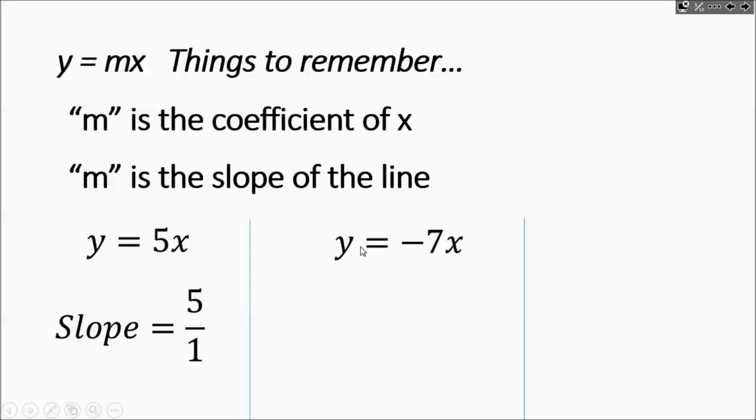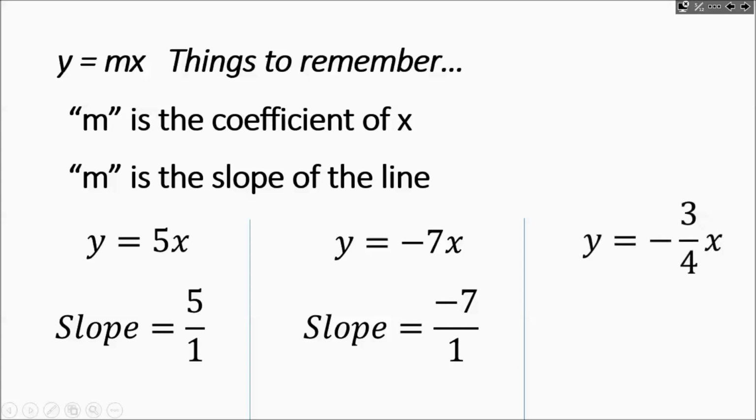In this equation, y equals negative 7x. We've got negative 7 multiplying by x. That is the slope, negative 7 over 1. You could have also thought of it as 7 over negative 1. Either way. Just don't make them both negative.